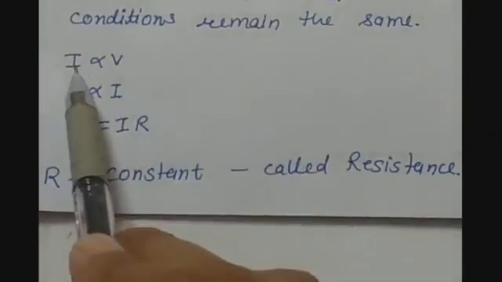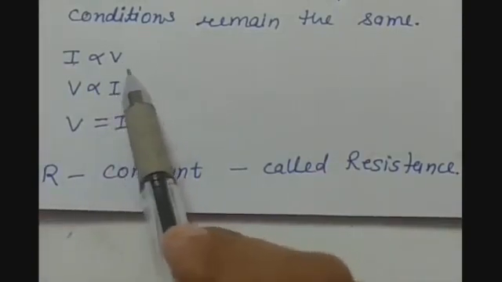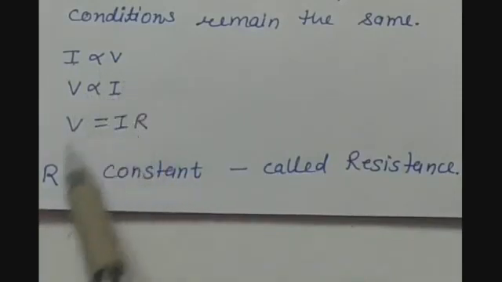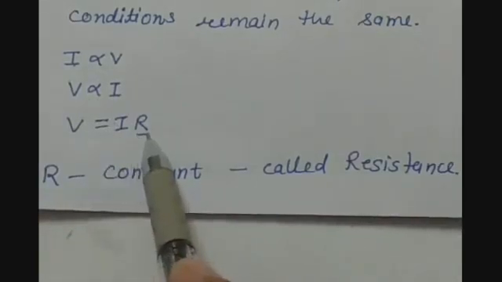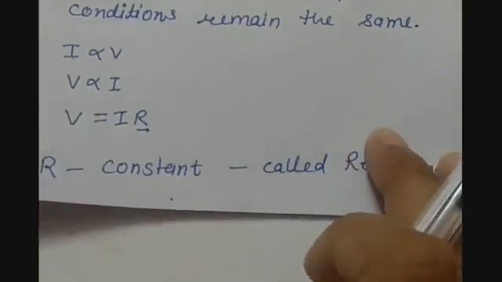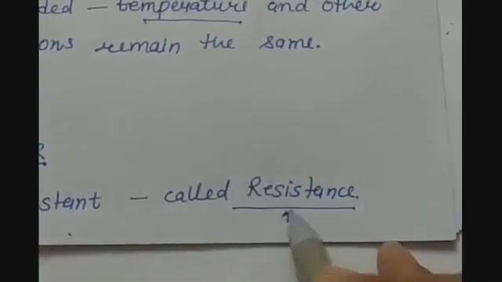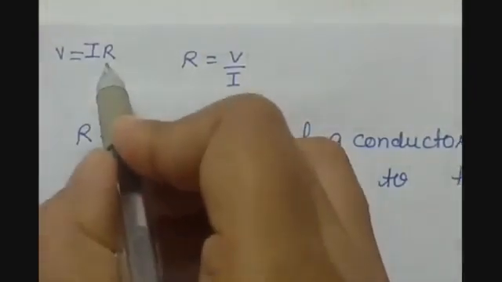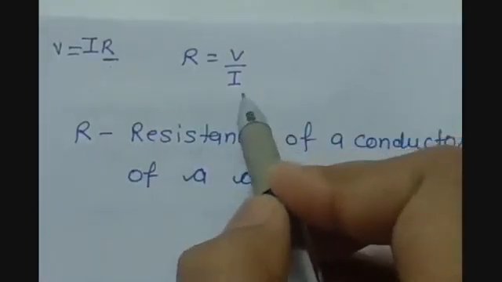current flowing in the circuit is directly proportional to the potential difference applied across the ends of the conductor. We can also write it as V is directly proportional to I, or when we remove this proportionality, then we write a constant R here. This R is a constant and this is called resistance of the conductor. So as we have V is equal to IR, if we calculate the value of R from here, then we get R is equal to V by I.